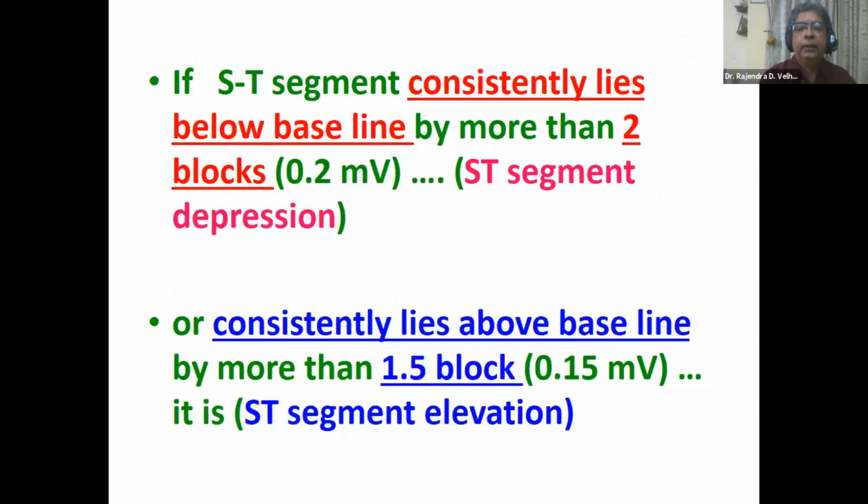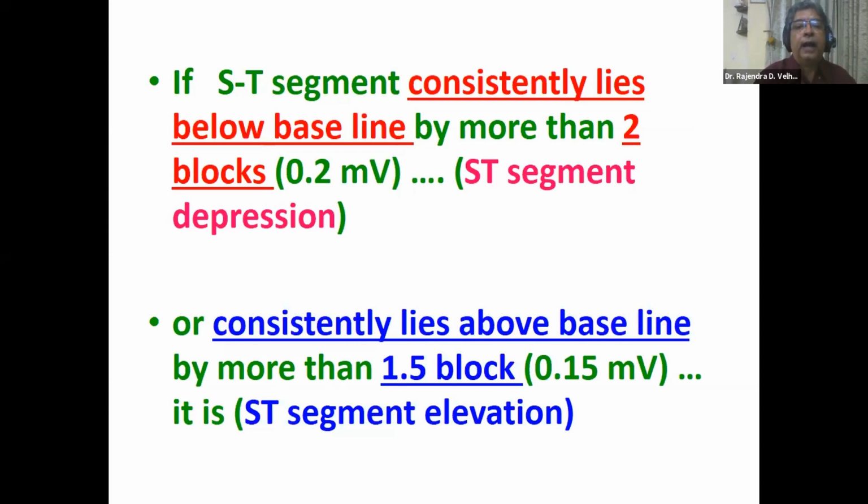Similarly, I told you that you have to see the elevation and depression of the ST segment. Now, if the ST segment consistently lies below the baseline by more than 2 blocks or 0.2 millivolt, then it is described as ST segment depression. The depression is considered significant only when it is more than 2 blocks. Otherwise, just 1 block ST segment depression is not significant and doesn't carry any meaning.